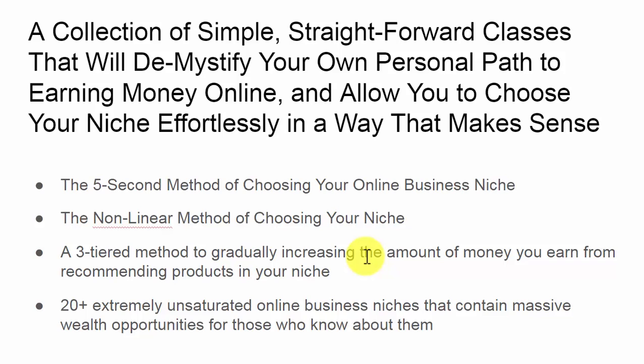And I'm also going to give you 20 extremely unsaturated online business niches that contain massive wealth opportunities for many people and for those that know about them. Each one of them has opportunities for at least a dozen people to really go in and take action. And the fact of the matter is only 1% of people generally take action on anything. So this is your chance to really differentiate yourself and start making money.